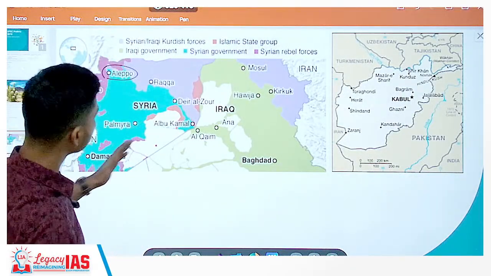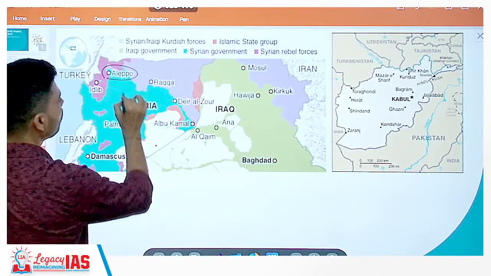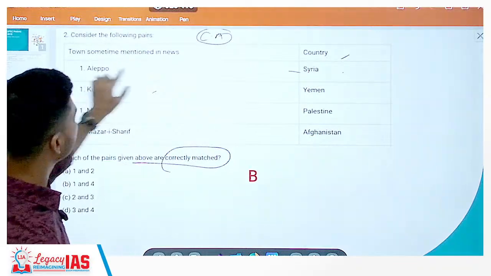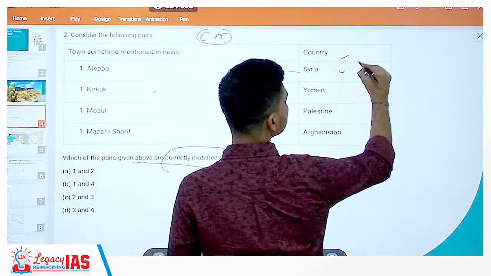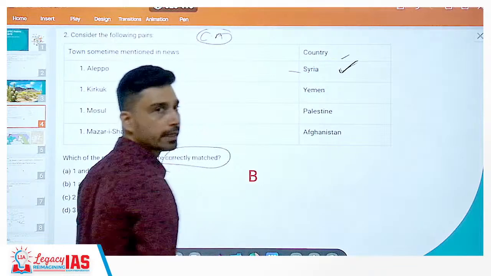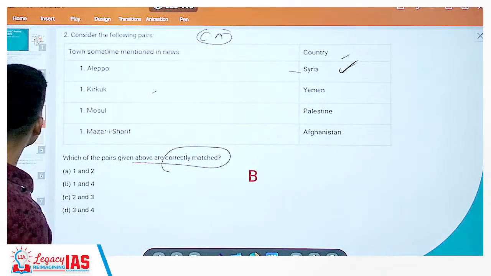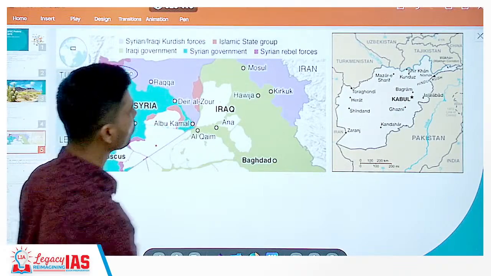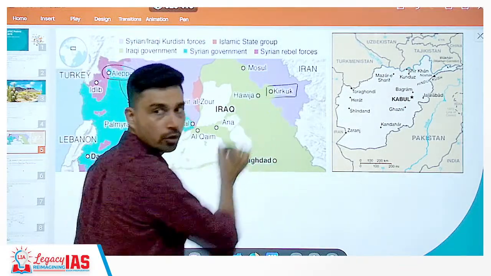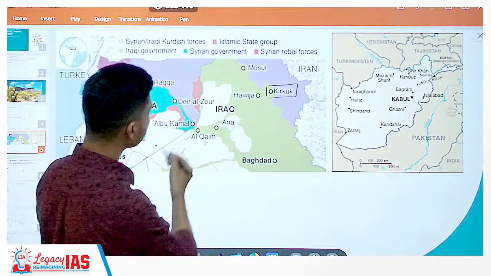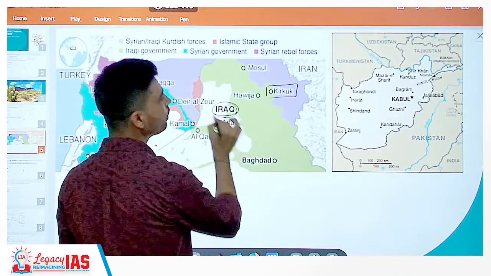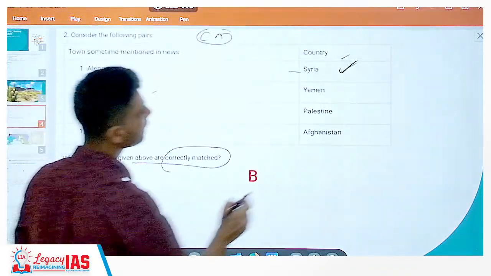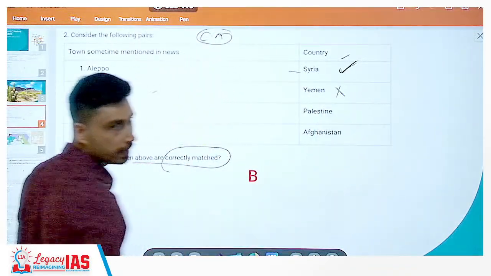As you can see from the map here, Aleppo is part of Syria, and the option given is Aleppo, Syria. That means the first statement is indeed correct. Second is the city of Kirkuk in Yemen. Now again, if you look at Kirkuk, here the city of Kirkuk is situated, and Kirkuk is not in Yemen, rather Kirkuk is situated in Iraq. That means the second statement is incorrect.